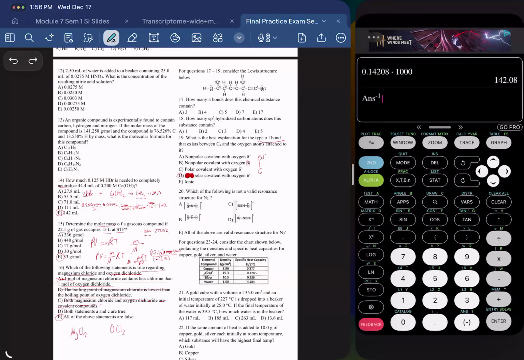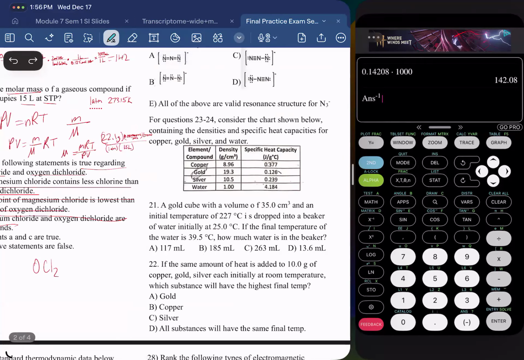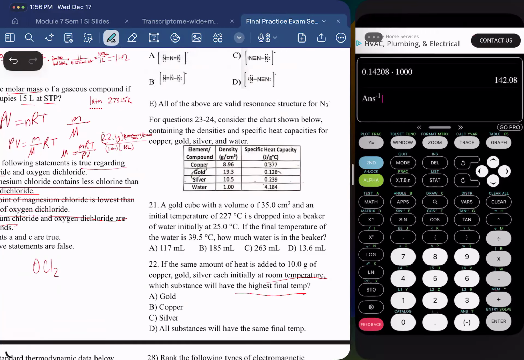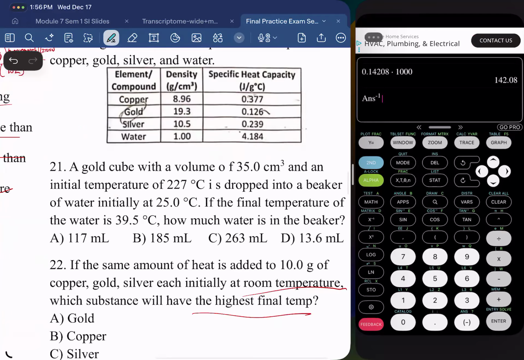Could you go over number 22? Yeah, sure. This is a good question. So number 22, we're asked to figure out which one will have the highest temperature if at the same initial room temperature. This is kind of a conceptual question. You could theoretically take all these values and use Q equals mcΔT and try to solve for that, but that's so much work. What would be better is to understand it.